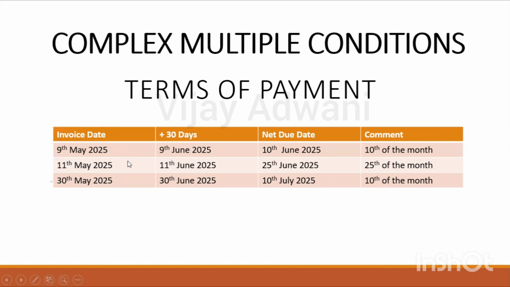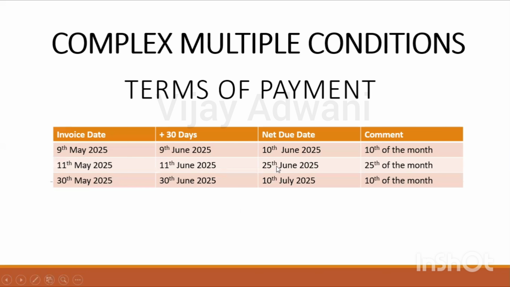The second condition says if the 10th of June is passed, then the next invoice date from 11th May till 11th June, it again has 1 month. So once the 30 days are passed, then the next nearest date is the 25th. The payment date will be 25th instead of 10th.